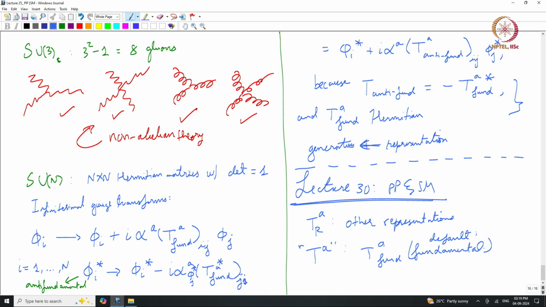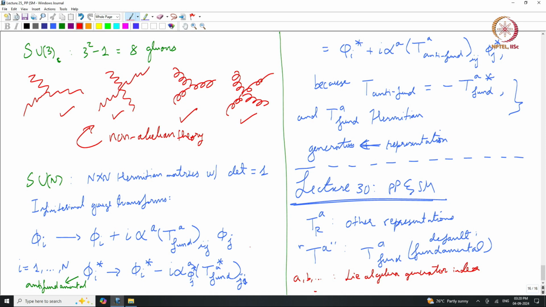Okay. Now you can see a lot of indices floating around here. Let's just clarify one more time what they mean. Okay. So the A, B, etc., that you see up here, here and here, those correspond to the Lie algebra generator index.